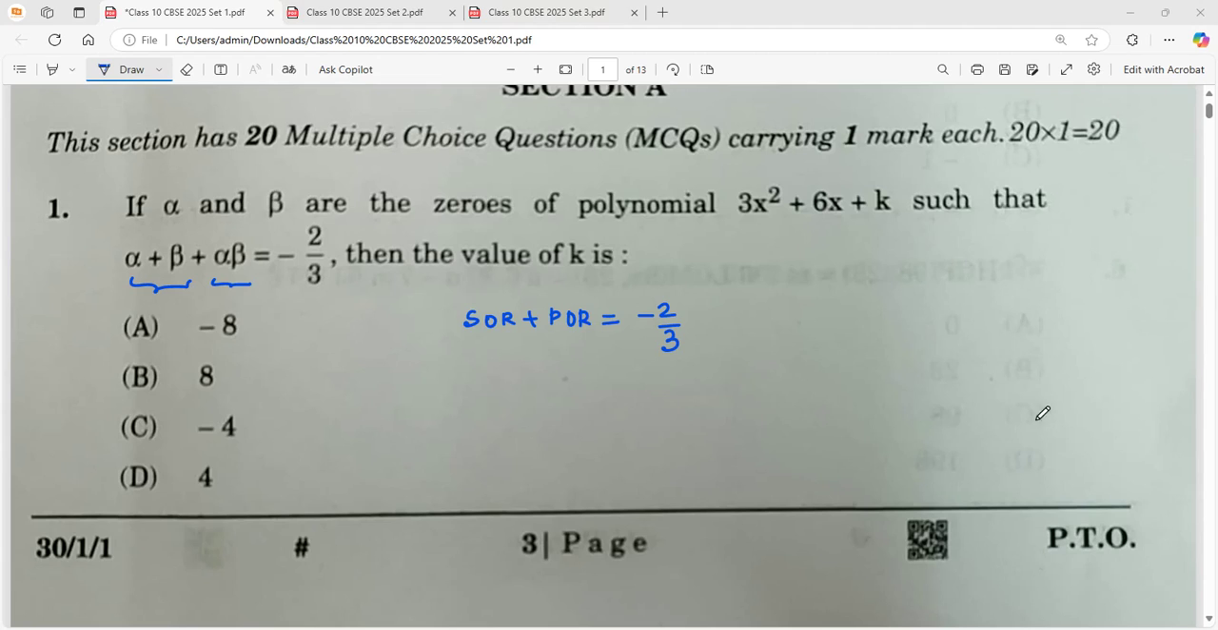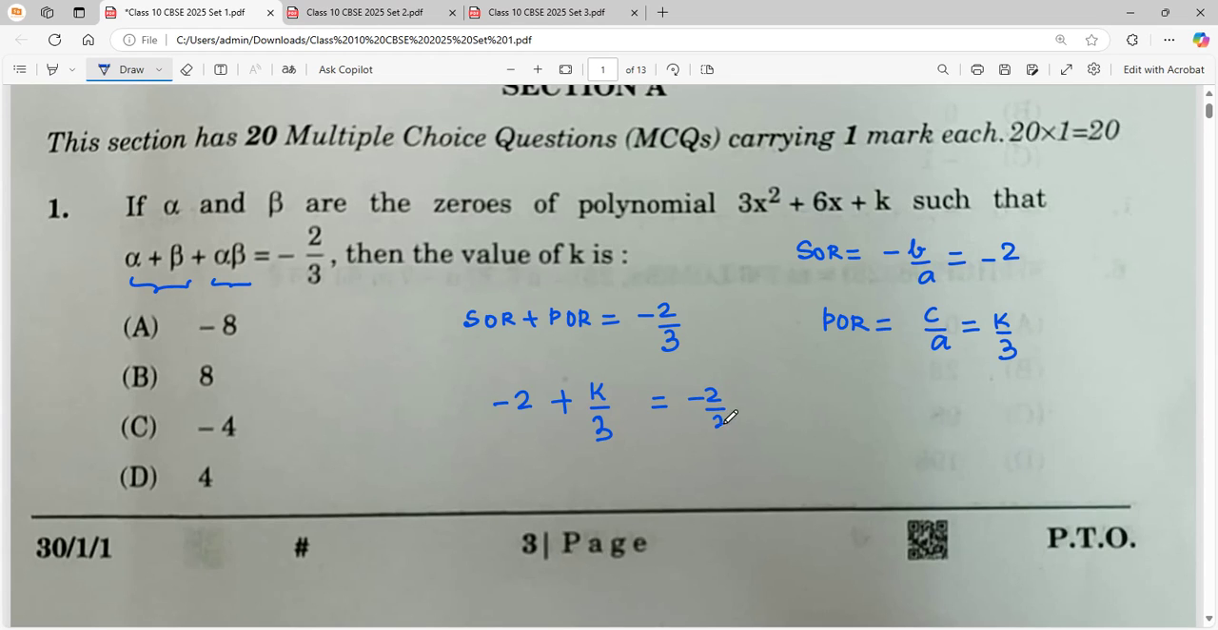So sum of roots is equal to minus b by a, which is minus 6 by 3, which is minus 2, and product of roots is equal to c by a, which is equal to k by 3. So sum of roots, minus 2, plus product of roots, k by 3, is equal to minus 2 by 3. If we multiply this entire equation by 3, it becomes minus 6 plus k is equal to minus 2, or k is equal to plus 6 minus 2. So the answer will be 4.